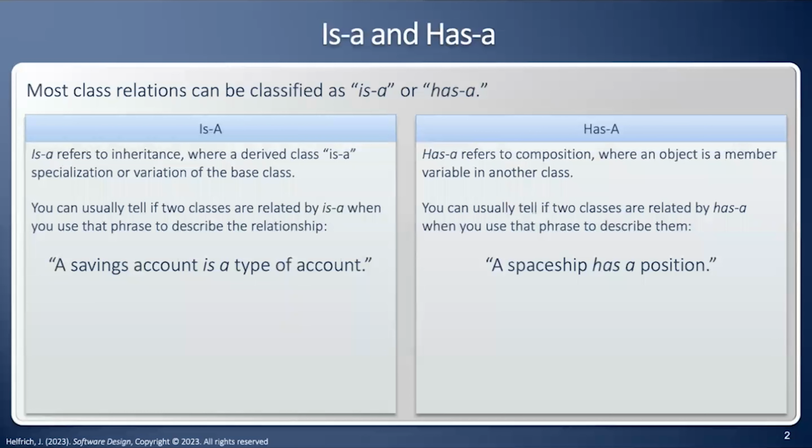Okay, let's start with what is ISA and HAZA. So ISA refers to inheritance, where a derived class is a specialization or a variation of the base class. And we can see this when we have the ISA in the problem definition: a savings account is a type of account. HAZA refers to composition, where the object is a member variable of another class. And we can usually tell when we have the words "has a" in a problem definition: a spaceship has a position.